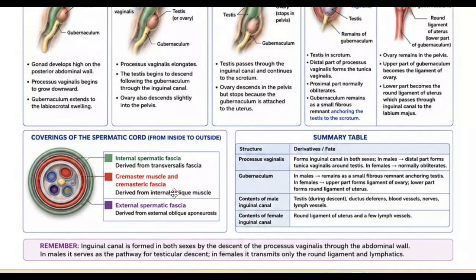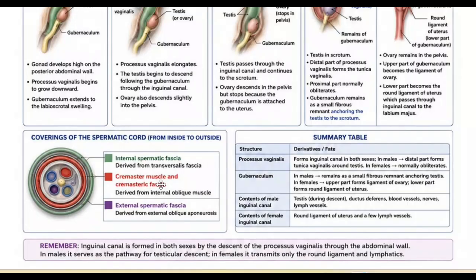Now, the function of the cremaster is that later in life it raises the testes. Like in cold weather, the cremaster contracts when there is a fall in temperature. Then the cremasteric muscle contracts, and this pulls the testes upwards. So the cremaster muscle actually raises the testes.